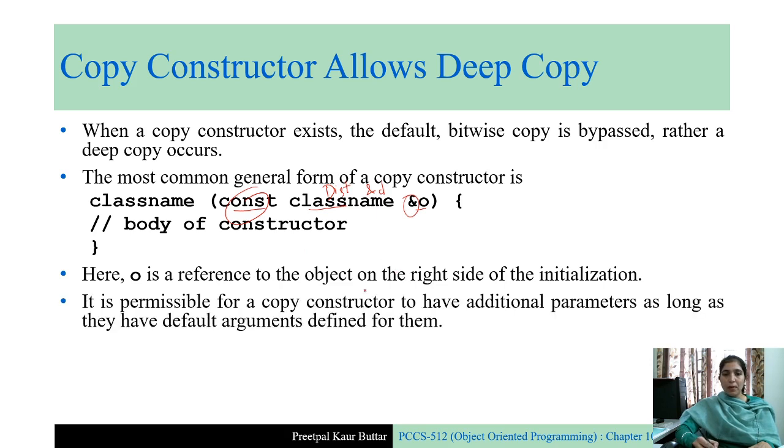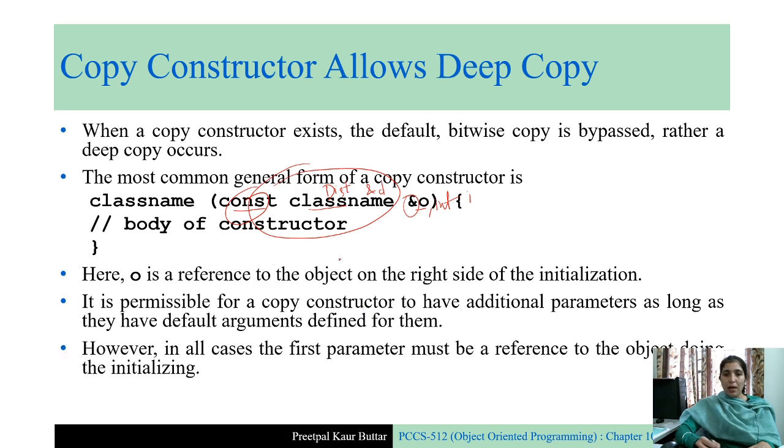It is permissible for a copy constructor to have additional parameters as long as they have default arguments defined for them. You can have any other parameters here also, int i, etc. But this is compulsory. This must be the first argument. And as I told you, in all cases, the first parameter must be a reference to the object which is doing the initialization.